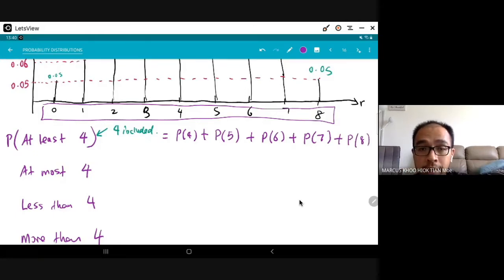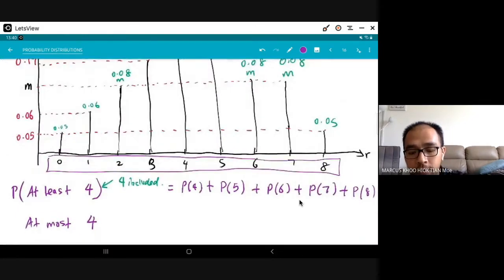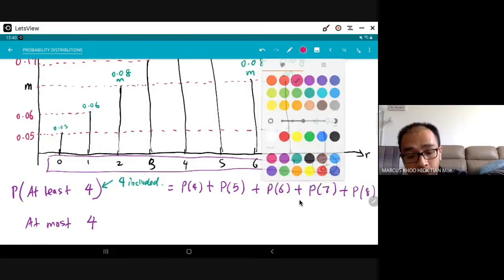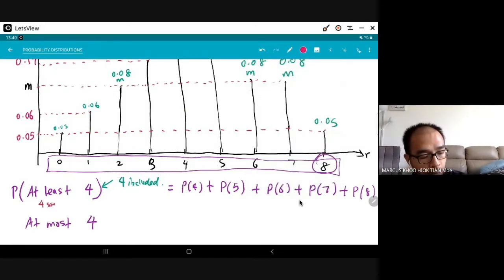Why do I stop at 8? Why is there no 9 and no 10? Look at the graph. Maximum is 8. So don't go and try to find P9, P10. Memang tiada. If the maximum is 8, then it's 8. So at least 4 means 4 until the end, 4 sampai habis, 4 all the way until the end.